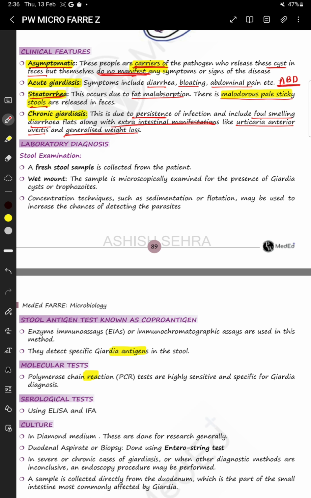Clinical features may be asymptomatic. These people are the carriers of the pathogens who release the cyst in the feces but themselves do not manifest any symptoms of the disease. Acute giardiasis: the symptoms include diarrhea, bloating, and abdominal pain. Steatorrhea is due to fat malabsorption. There is malodorous, pale, sticky stool released in the feces.